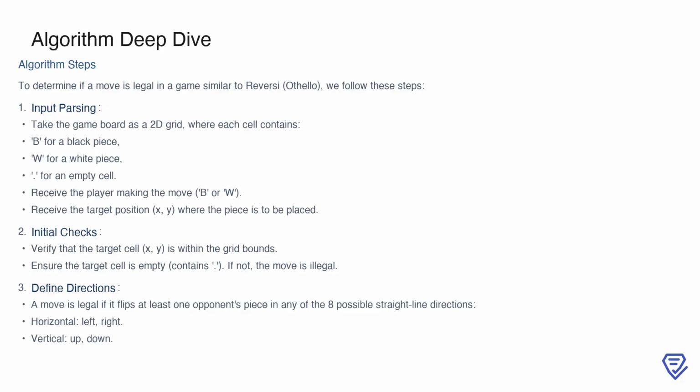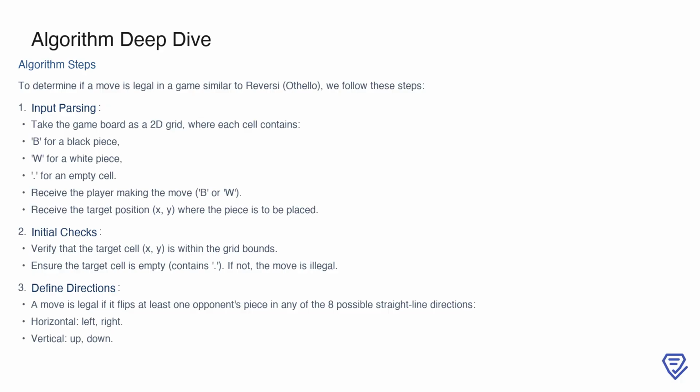To determine if a move is legal in this game, we start by parsing the input. The game board is represented as a 2D grid, where each cell contains either B for a black piece, W for a white piece, or dot for an empty cell. Along with the board, we also receive the player making the move, which will be either B or W, and the target position, given as coordinates X, Y, where the player intends to place their piece.